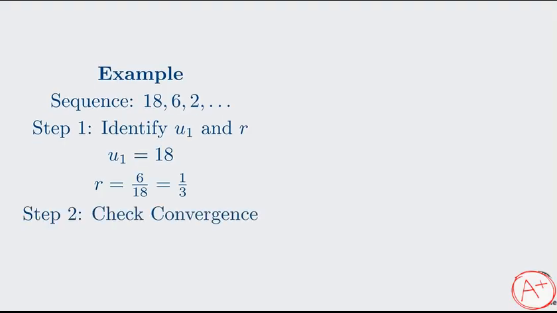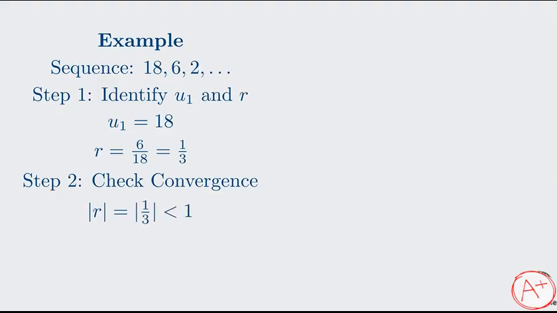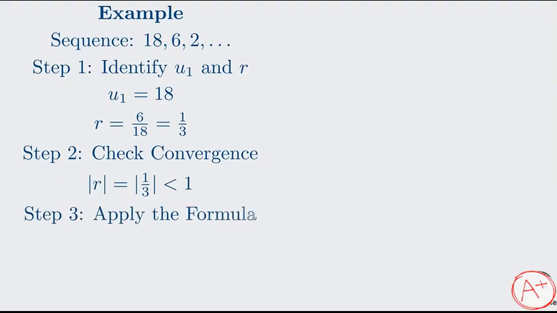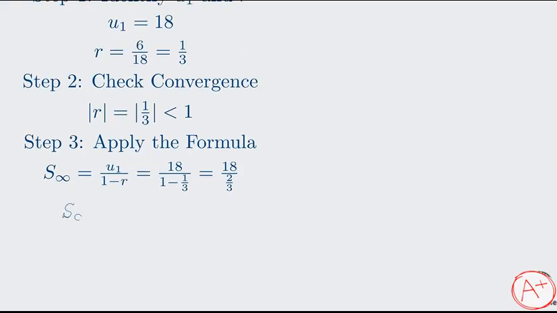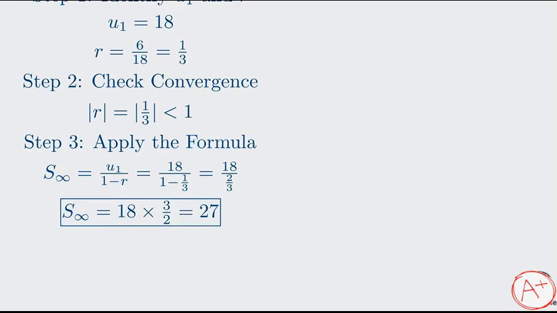Next, we check the convergence condition. We need to see if the magnitude of r is less than 1. Since 1/3 is less than 1, the series converges. We are cleared to use our formula. Now, we substitute our values into the sum to infinity formula. This gives us 18 divided by 2/3. To solve this without a calculator, we multiply 18 by the reciprocal, 3 over 2. 18 divided by 2 is 9, and 9 times 3 is 27. The sum of this infinite sequence is exactly 27.